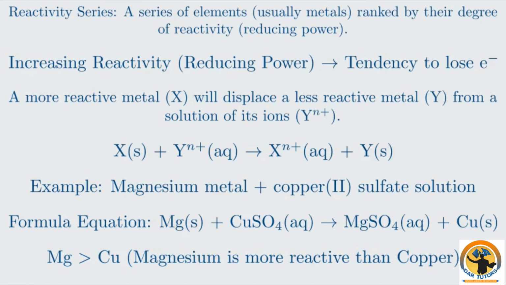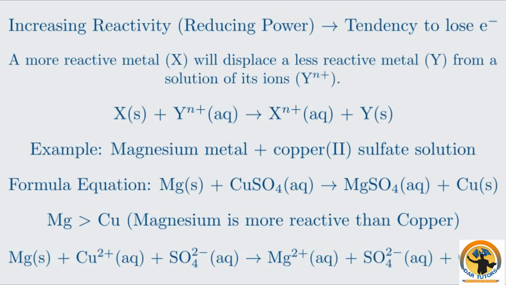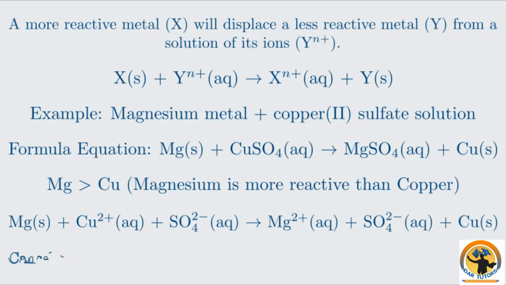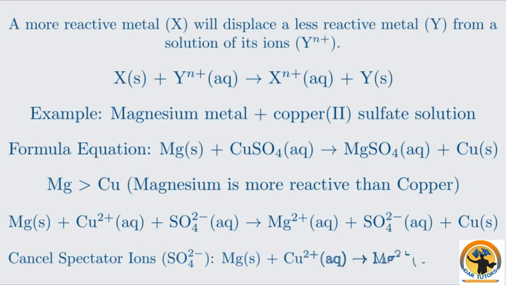Now, let's represent this as a redox process. First, we write it as an ionic equation, showing the ions. This gives us a clearer picture of the species involved. Next, we identify spectator ions. These are ions that appear on both sides of the equation and do not participate in the reaction. Here, sulfate ions are spectators. The sulfate ions are simply watching the reaction unfold.